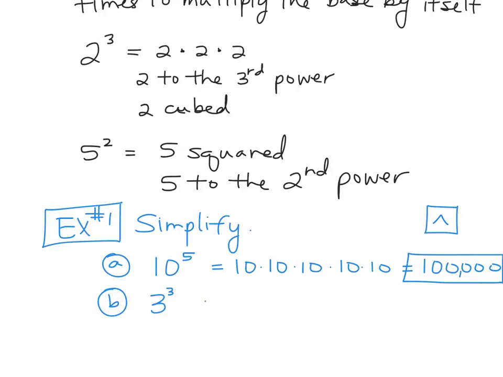All right, what would this one be? And you shouldn't need a calculator for this one because I think you can do this in your head. 3 to the 3rd power would be 3 times 3 times 3, which is what? What's 3 times 3?